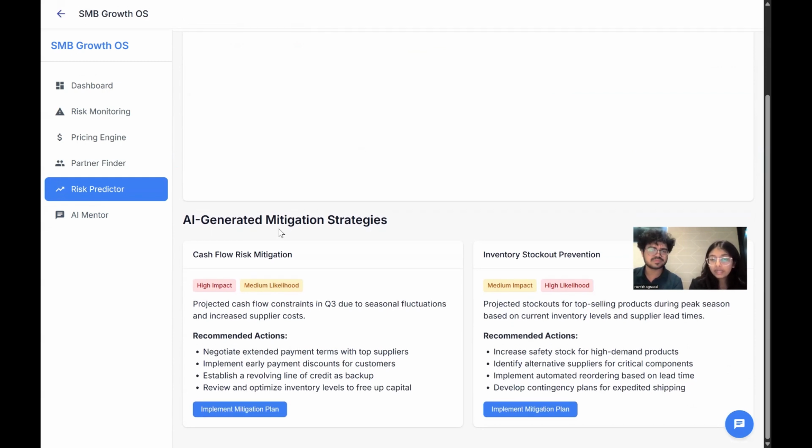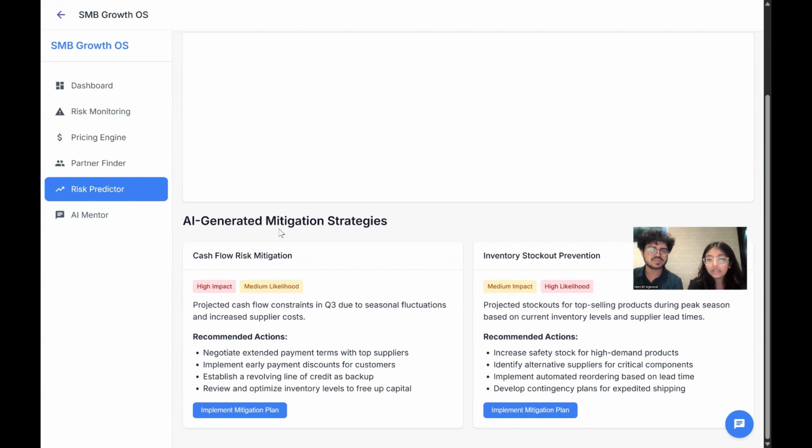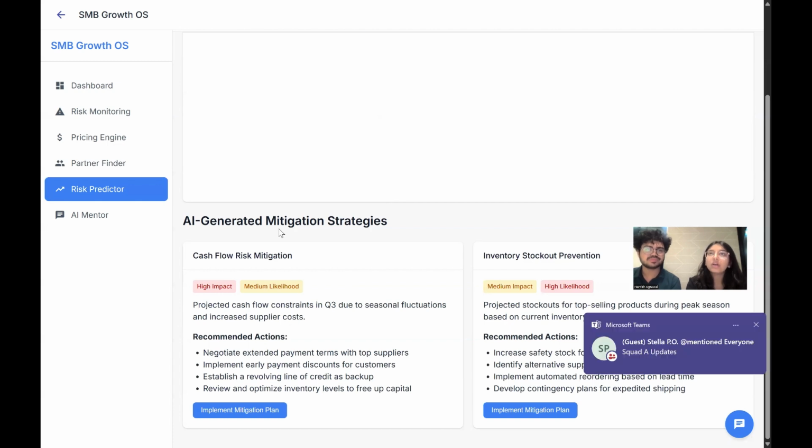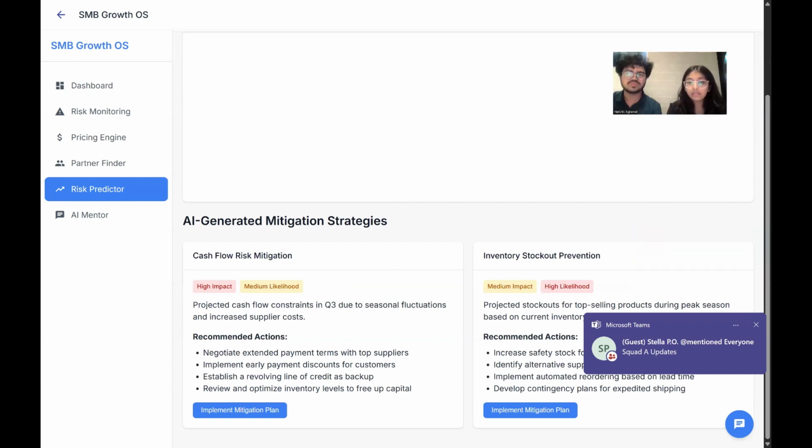The first one tells us how to deal with the suppliers: pay the suppliers that have been supplying us for the longest time first, or make a discount for the customers, or free up our capital. So there are different solutions that will be based on each product or each company, and after everything is calculated and risk is calculated, it will give us the different strategies.